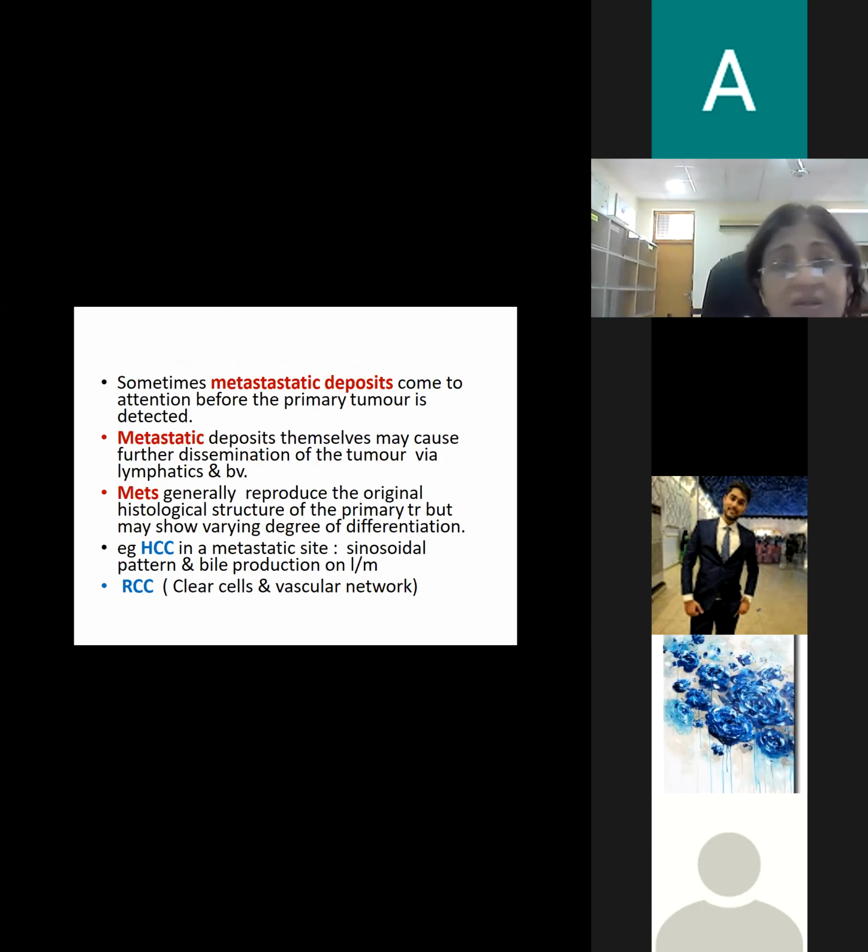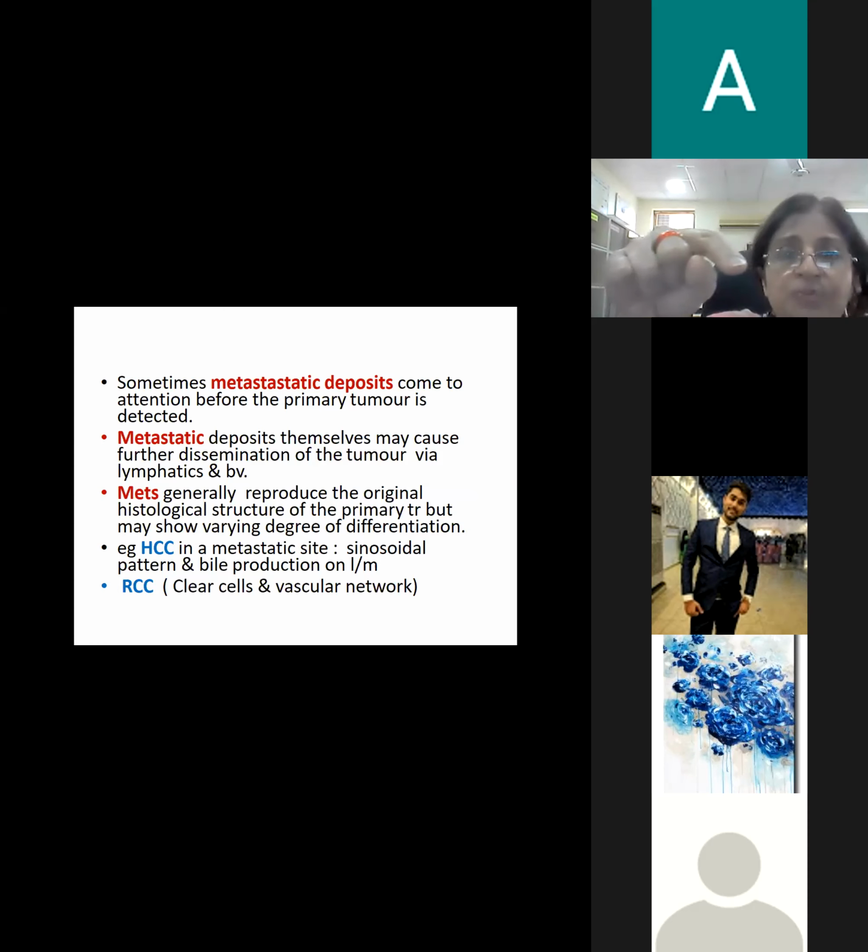Sometimes it so happens that the primary tumor cannot be detected, and the metastatic deposits come to attention before the primary. जब आप मेटास्टैटिक डिपॉजिट्स की बायोप्सी करते हो तो यू सी कि इसके अंदर ट्यूमर है, लेकिन ये कहाँ से आया, यू कैन नॉट. So sometimes the metastatic deposits come to attention before the primary tumor is detected, and then it becomes a hassle to detect where was the primary.